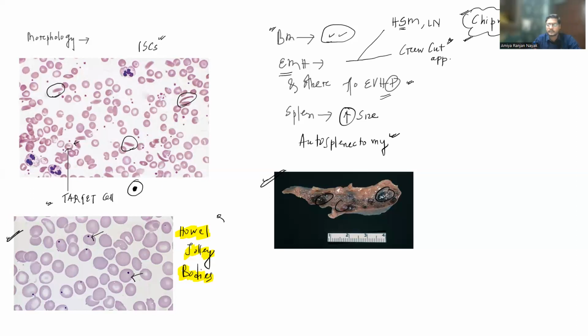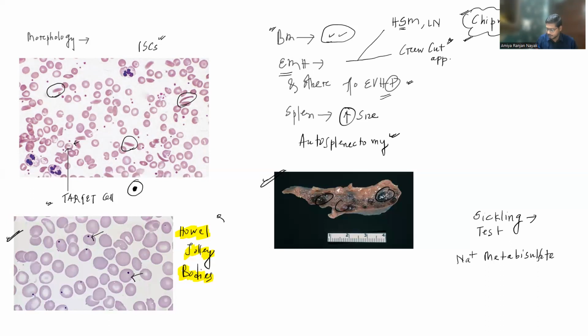Remember, peripheral smear is not confirmatory because many times you are not going to see these sickle cells. Previously, there was a test known as the sickling test. Just for the sake of completion I'm telling, but nowadays, no. Usually we don't do the sickling test to confirm the diagnosis because we have better alternatives. I'll come to that, but just in case they ask you how the sickling test is done, it is done by sodium metabisulfite.